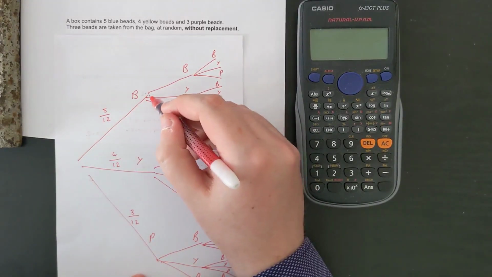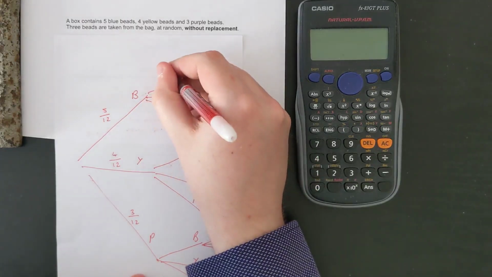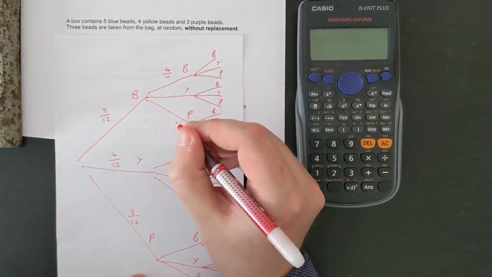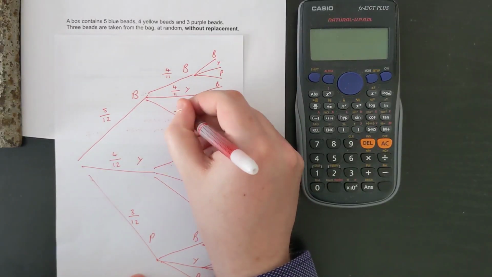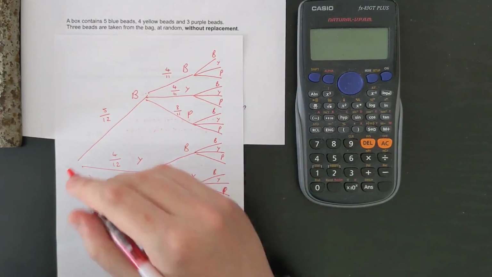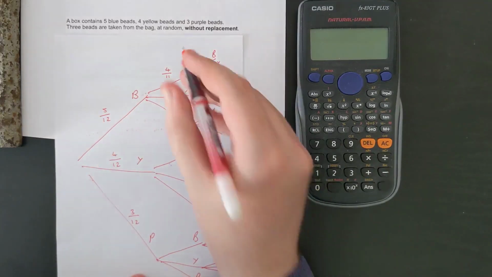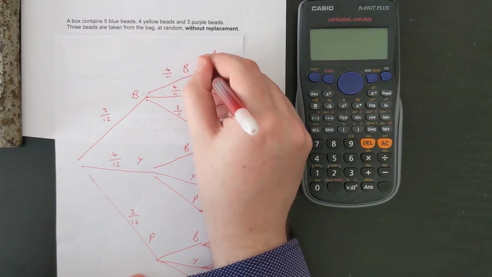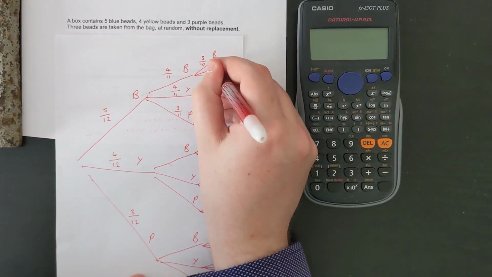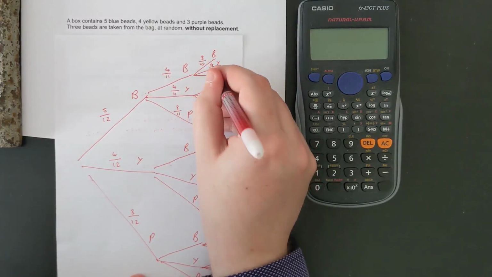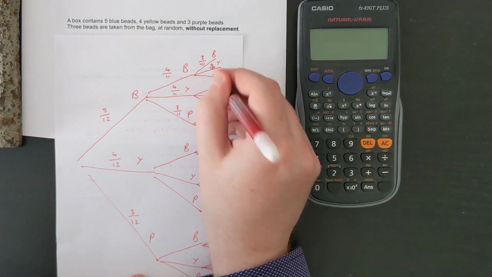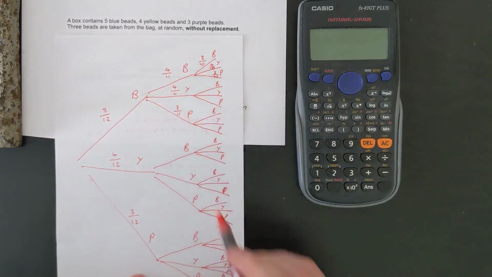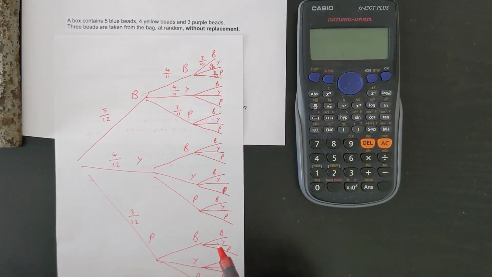So if I've chosen 1 blue, then there are only 4 blues left out of 11 in total. There are 4 yellows left out of 11 in total, and there are 3 purples left out of 11 in total. If I've chosen 2 blues, then there are only 3 blues left out of 10 in total, but there are still 4 yellows left out of 10 in total, and there are still 3 purples left out of 10 in total. Once again, checking all of these by making sure they add to 1.